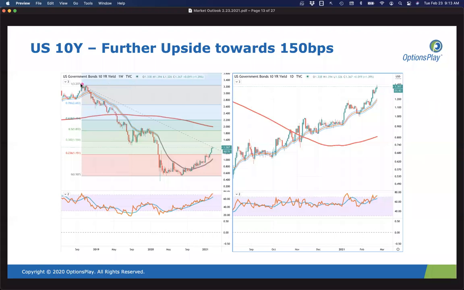So if we look at the 10-year yield, we moved from about 325 basis points at the end of 2018 all the way down to 50 basis points earlier this year, and we've retraced just shy of the 38.2% Fib level. That 38.2% is 155 basis points. That's our primary target to the upside. We're right now at 136, so we still have another 15 to 20 basis points of upside. So rates continue to move higher.